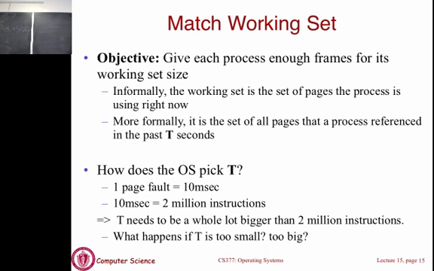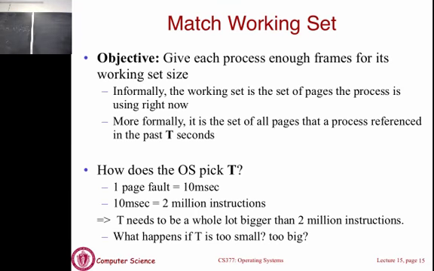Right? So, of course, the question here is then how do we actually pick T? Right? What is the size of the interval over which we want to call that our working set? So, one thing that's useful to consider here is, again, how long a page fault takes. Right? So one page fault to service requires going to the disk and is going to take on the order of 10 milliseconds or so. Whereas in 10 milliseconds, you can service 2 million instructions.